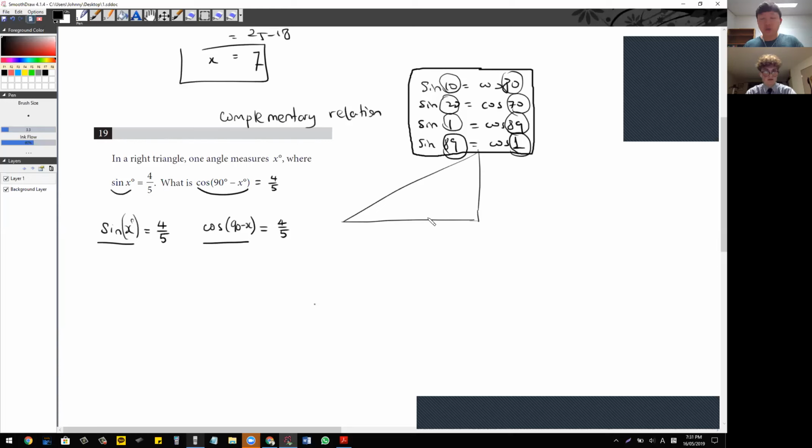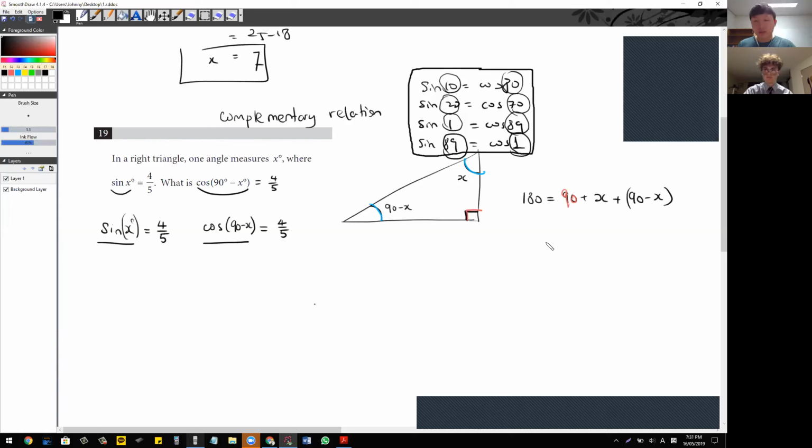Let me show you the reason why this works. Let's say this is the 90 degree angle here, and this is x. Then how much is this one? It's 90 minus x, because the total of the angles in a triangle is 180, and 180 is 90 plus 90. This 90 is made up of x plus 90 minus x. So if one is x, the other must be 90 minus x.